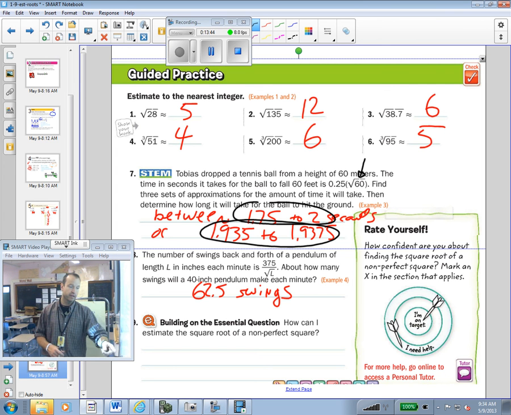Okay? Number 8, we have 62.5 swings. And our essential question is, how can you estimate them? And that's what we went over. Put that in your own words, and we'll see you in class.